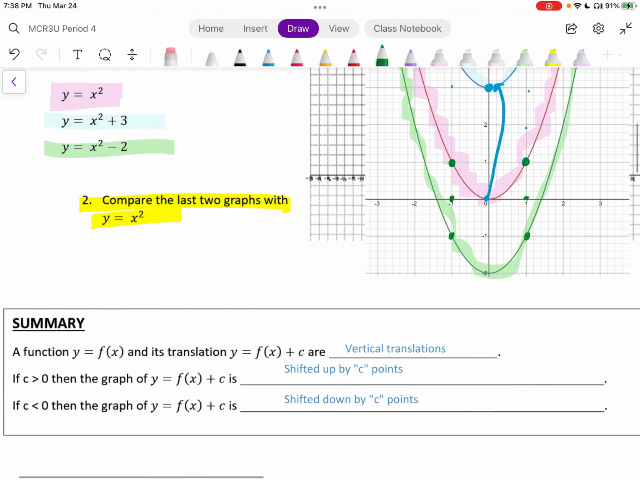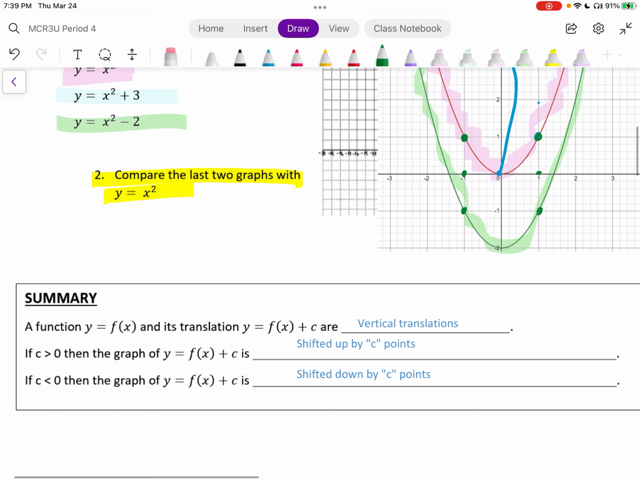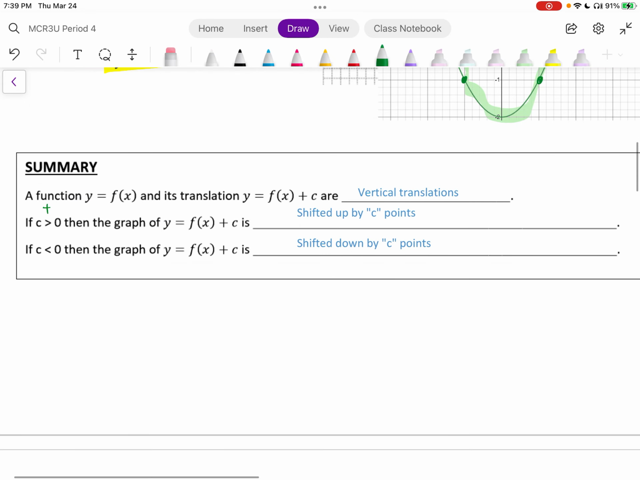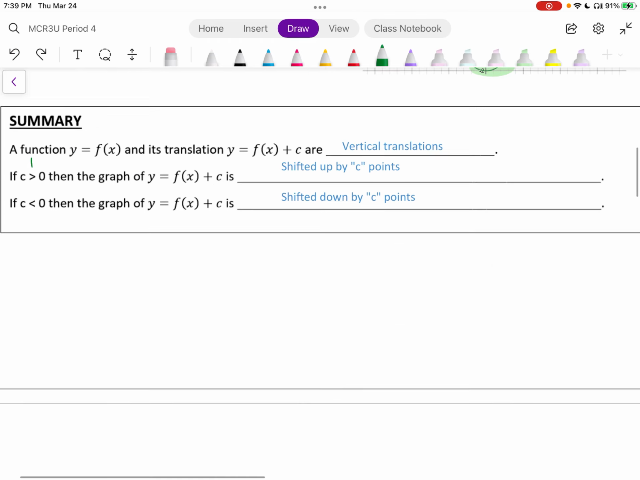So if you look at these two functions, when you have something like y equals f of x plus c, they're called vertical translations. If c is greater than 0, which it is in the case of the blue graph, it's going to be a shift up. So you'll notice with your blue graph, it's shifting up by 3. And if it's less than 0, it's shifted down. So you'll notice that the green function is shifting down, right?